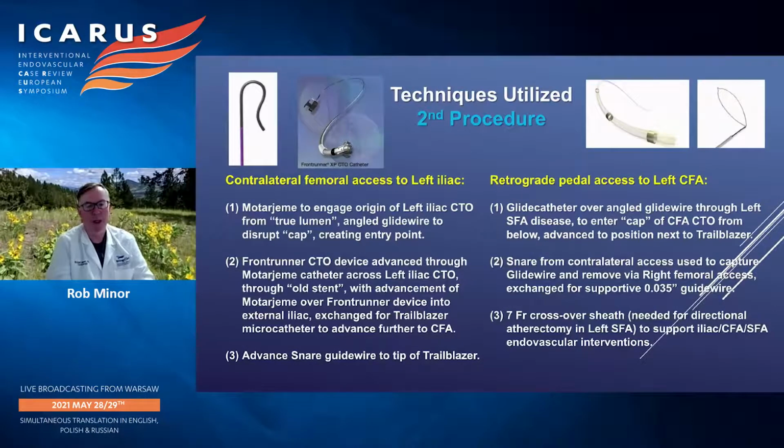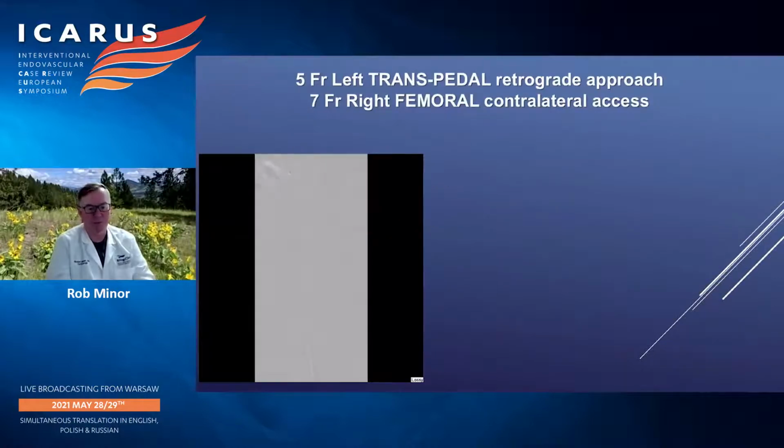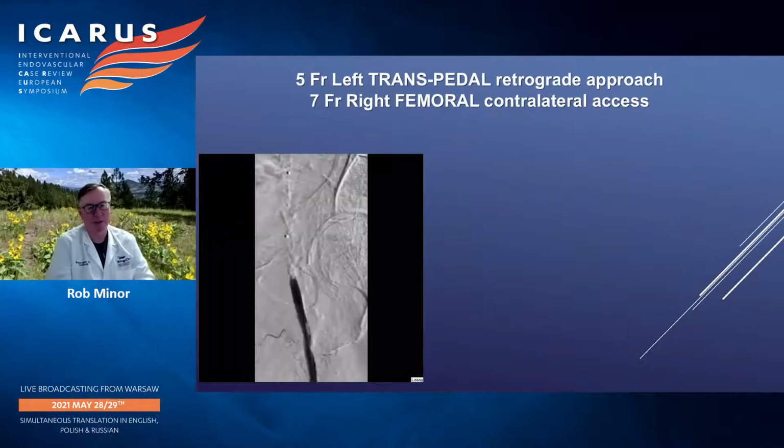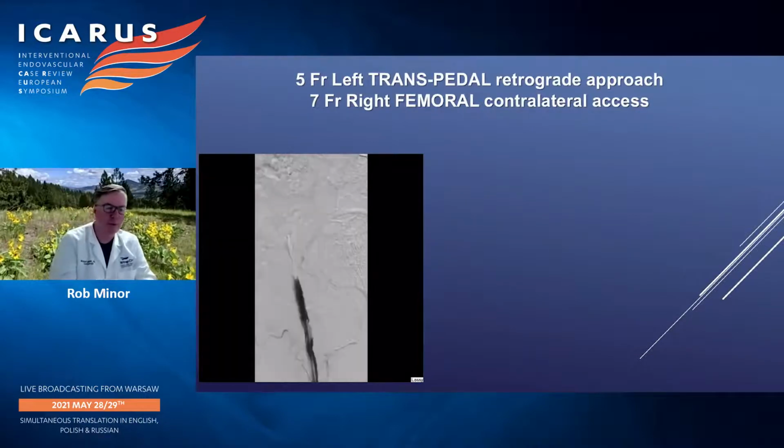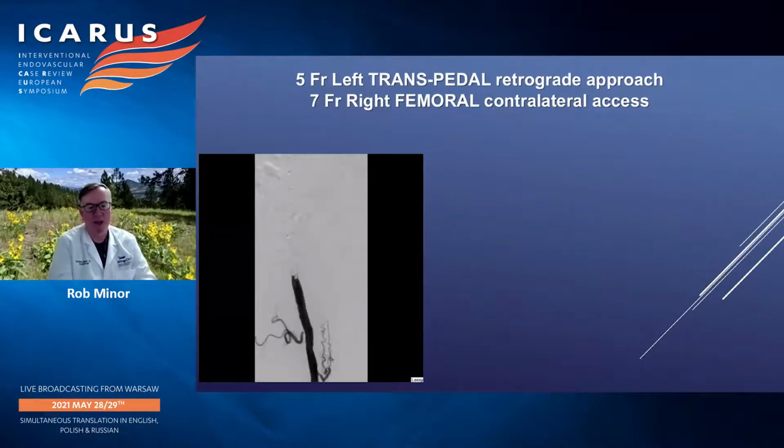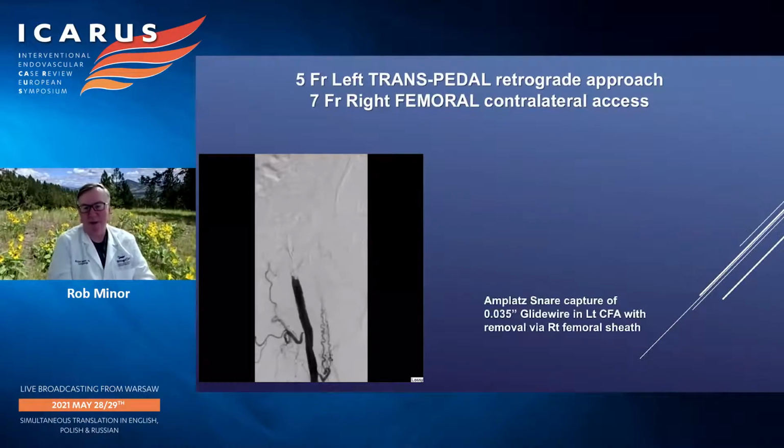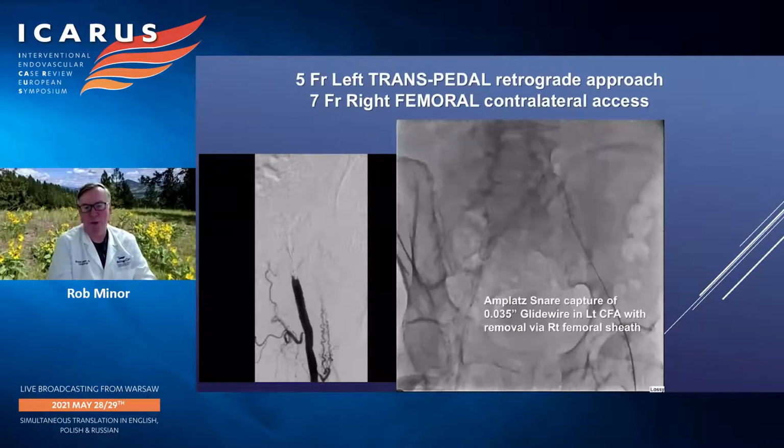Here's imaging from the retrograde pedal access demonstrating that the Trailblazer catheter had reached to the point of the cap. The cap was then easily traversed, and the snare guide wire was used to remove the glide wire through the right femoral sheath.